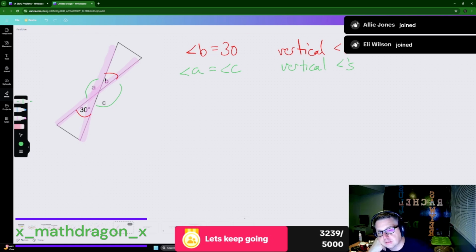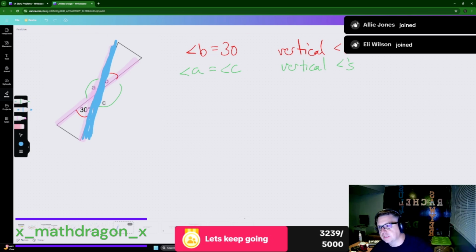All right, so how does that help me? Well, so far it really doesn't, because I can't connect A and B and C and 30 together. So what else do we need to look for? Straight lines, okay? Straight lines. And I'm going to hide everything else that we don't want to focus on.